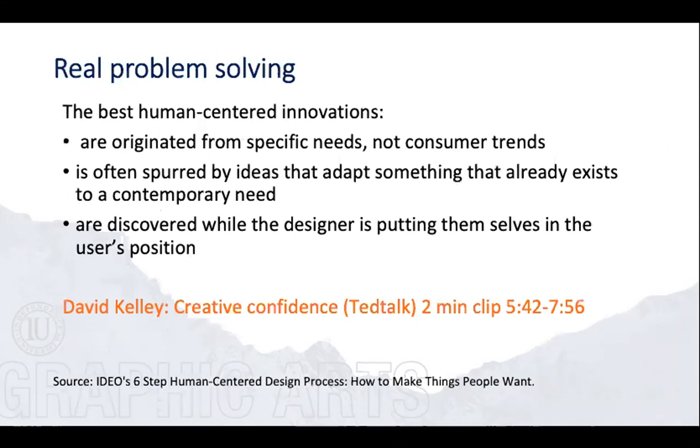So the best human-centered innovations originate from specific needs, not consumer trends. It is often spurred by ideas that adapt something that already exists to a contemporary need, and are discovered while the designer is putting themselves in the user's position. And there's a look. David Kelley has a Creative Confidence TED Talk, a 2-minute clip here that is connected to this resource on IDEO's 6-step human-centered design process.